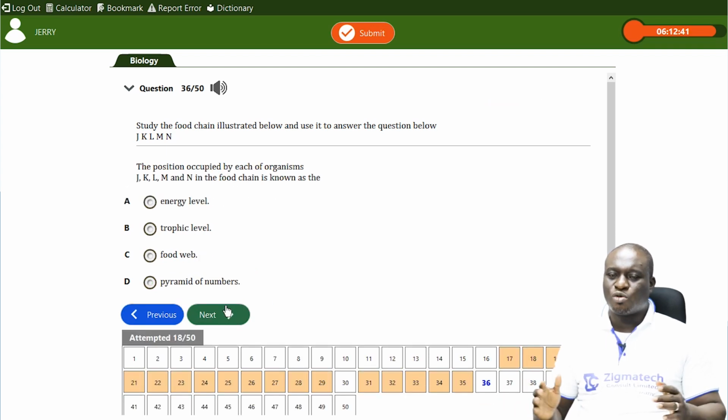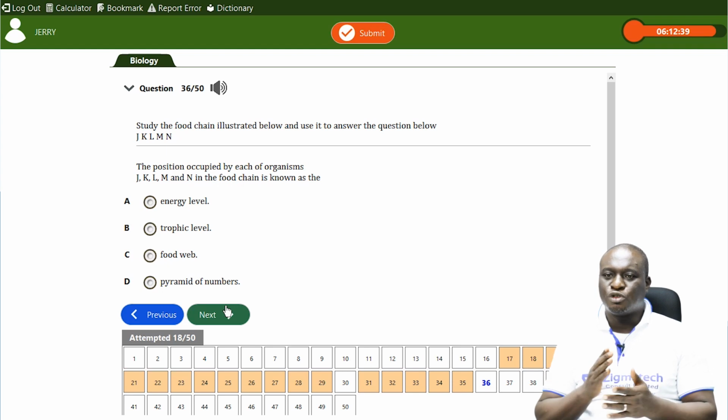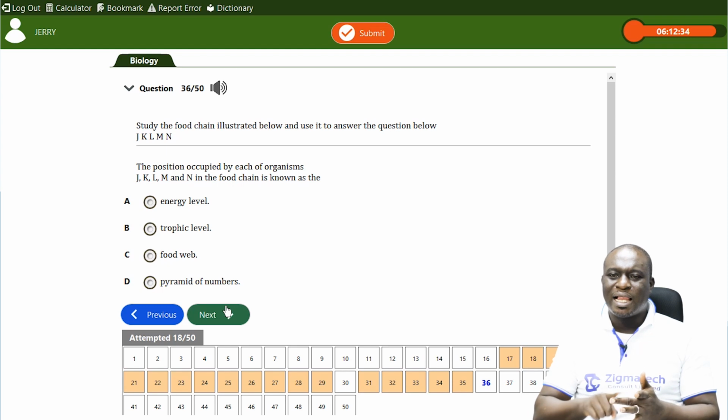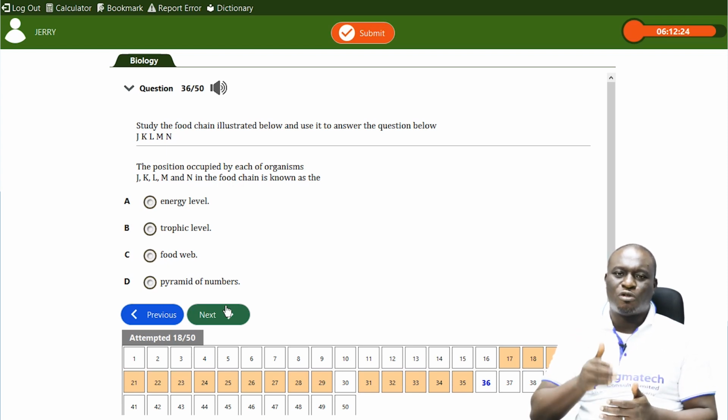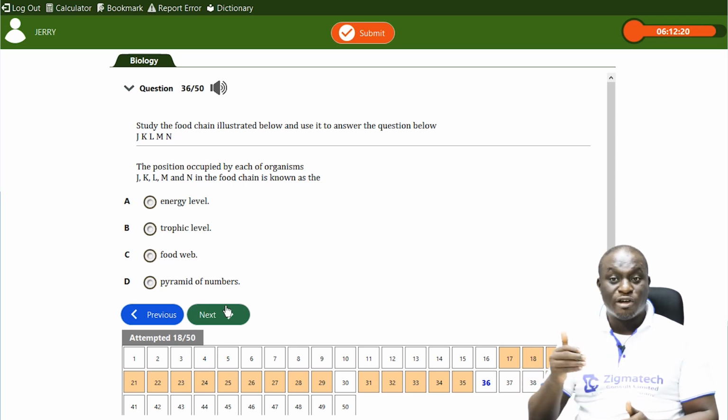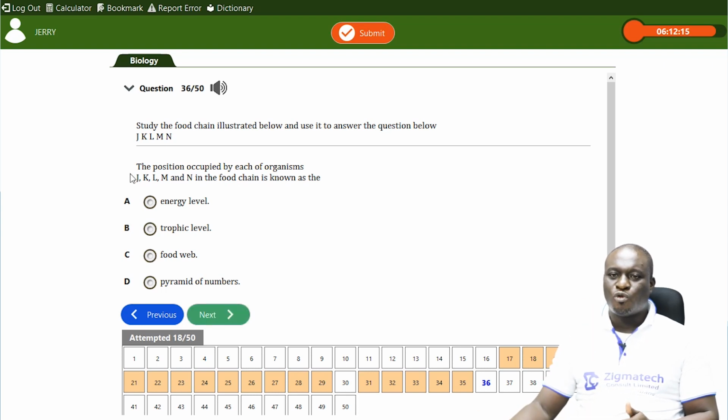We still have the same question also on food chain. They said the position occupied by each organism, that is J, K, L, M, and N, in a food chain is known as what? That is what we call the trophic level. Trophic level is simply each of the stages of organisms in a food chain or a food web. As we are looking at this particular question here, we have 1, 2, 3, 4, and 5 trophic levels here. So the correct answer is trophic level.